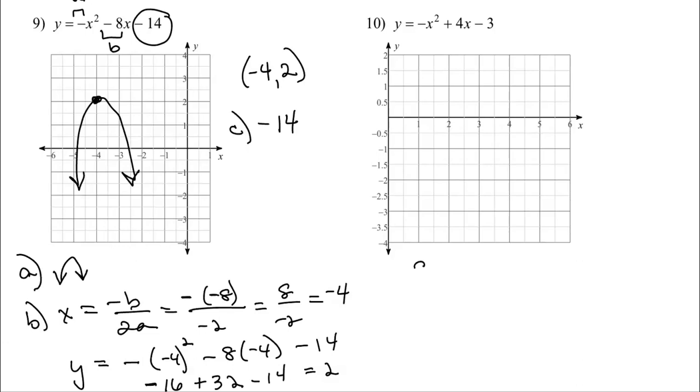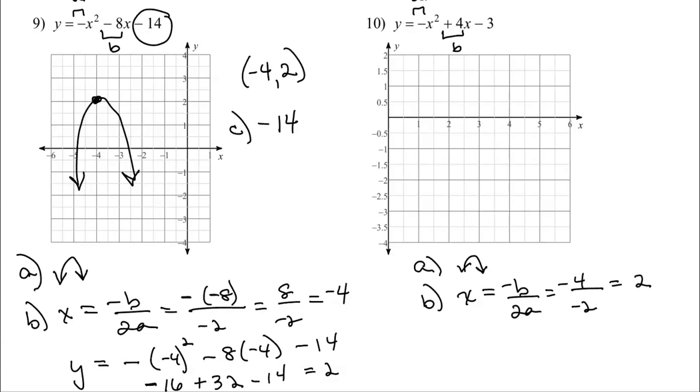So for 10, I have a negative leading coefficient again, so it's down, down. My x value is going to equal negative b over 2a. This is my b. This is my a. Negative b is a negative of the 4, so that's negative 4. 2a is 2 times a negative 1, which is negative 2. And negative 4 divided by negative 2 is positive 2. And the vertex has an x value of 2.